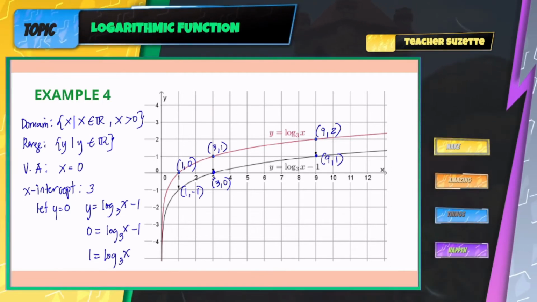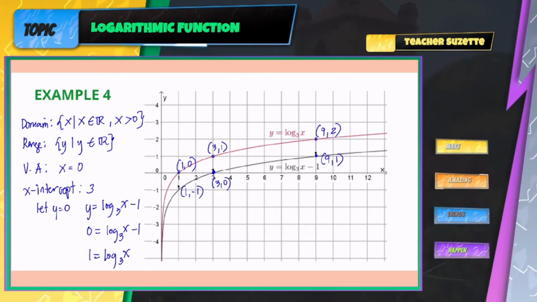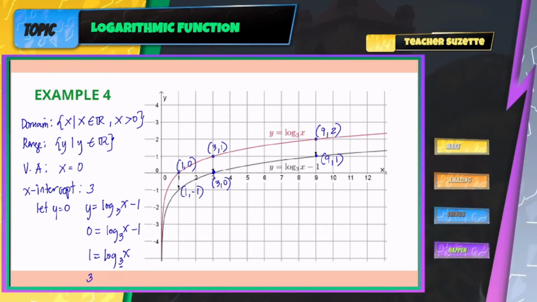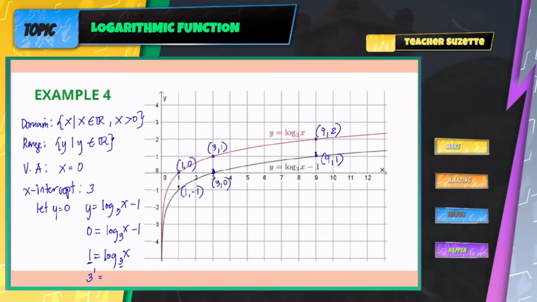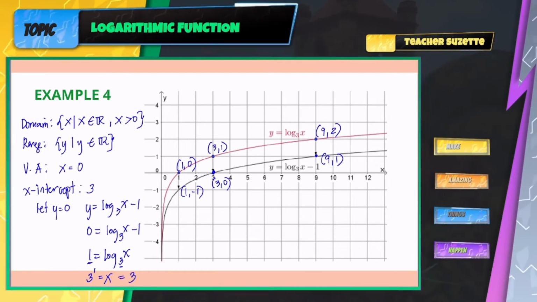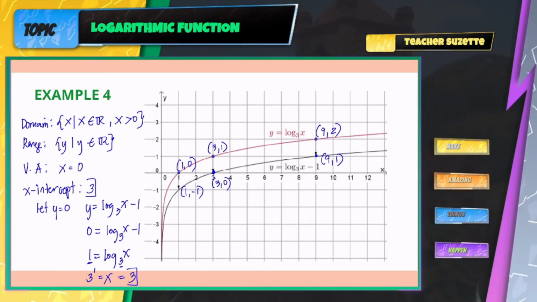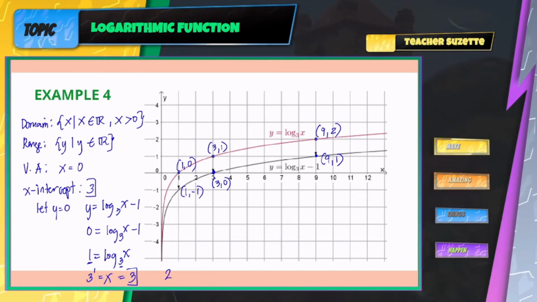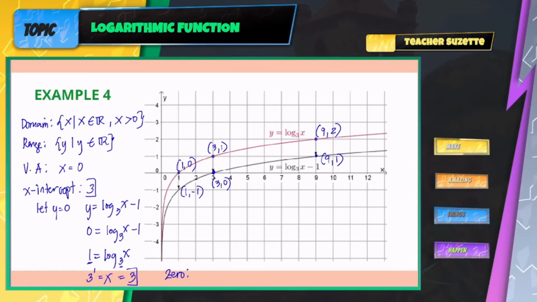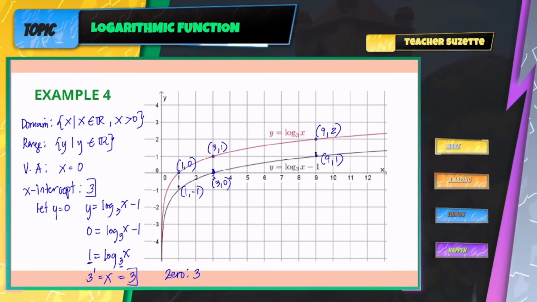So let's rewrite this form into an exponential form. So we will have 3 as our base, then ang ating exponent, 1 is equal to x. So obviously, equal siya sa 3. So our x-intercept is 3. For our 0 naman po, again, x-intercept also implies 0. So for this graph, our 0 is positive 3.